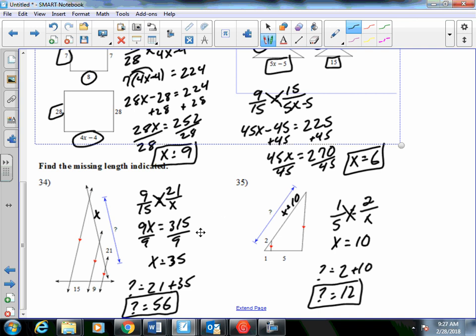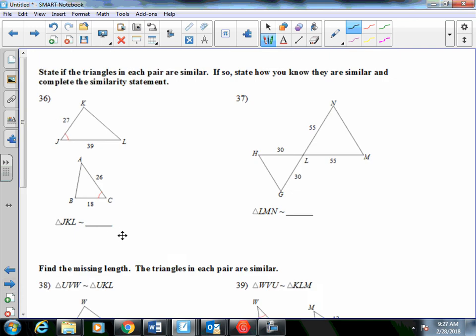So then from there on to the next section. 36, 37, state if the triangles in each pair are similar. If so, state how you know they are similar and complete the similarity statement. All right, so when we look at 36, we got angle J marked congruent to angle C. So we got one angle, and then we've got lengths for the two sides on each side of the angle. So we need to check to see if those are proportional. If those are proportional, then this would fit side angle side.